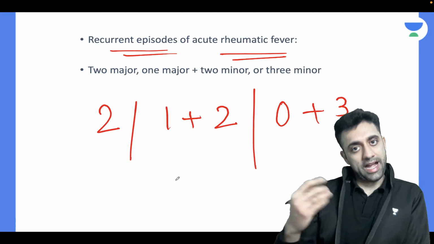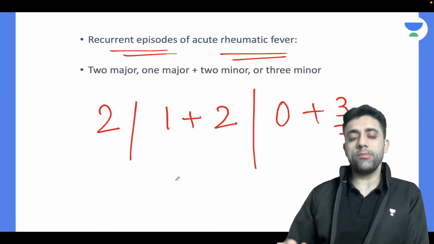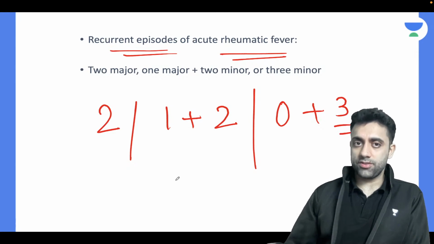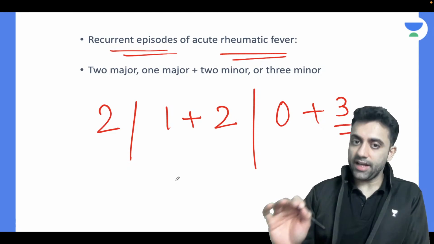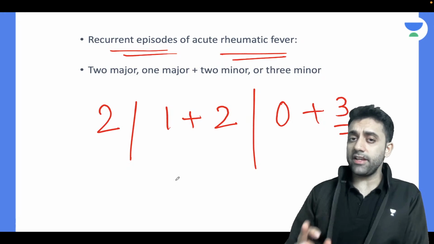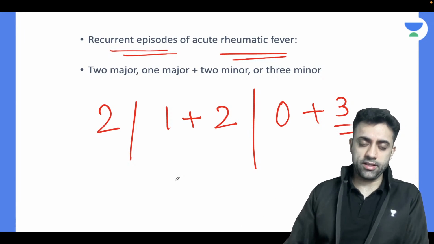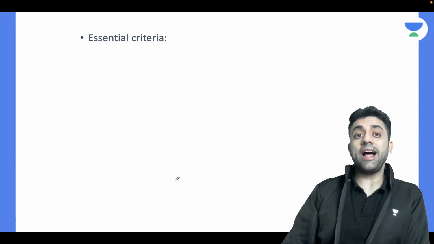Whereas if I have been diagnosed with rheumatic fever and I got a second episode, then how many criteria should be positive? 2 major or 1 major plus 2 minor, or no major and 3 minor are positive. Done. That is the first point. This is very important. This is the first PG question: how many major, how many minor criteria should be positive?